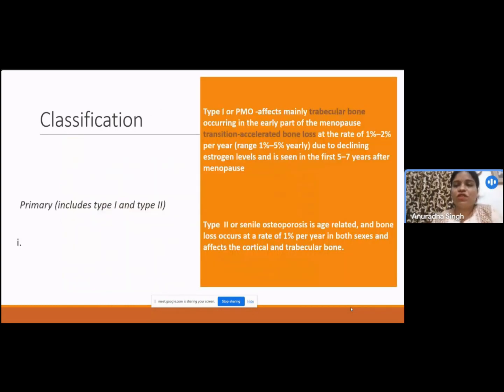Now, primary osteoporosis, which we will be discussing in detail, basically affects the trabecular bone part. Our bone has 2 parts: one is the spongy, trabecular part. This type 1 or postmenopausal osteoporosis basically affects the trabecular bone. It is an accelerated bone loss faced at the level of menopause, to the tune of sometimes 5% yearly decline because of declining estrogen levels, and the majority of this bone loss is seen in the 5 to 7 years after menopause. Now, type 2 or senile osteoporosis is age related. It goes on at a slower rate of 1% per year, in both sexes, and it affects both the cortical and the trabecular bone.